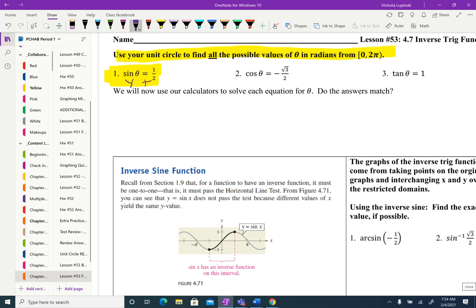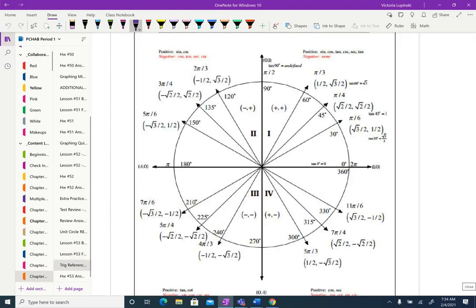If I want there to be a positive y value equal to 1/2, I would have to look at my circle. I would be looking in quadrants 1 and 2, and I would be looking specifically for ordered pairs that had y values of positive 1/2. That would be here, and that would be here, which means my answer to this problem in radians would be pi over 6 and 5 pi over 6. So again, it equals a positive 1/2.